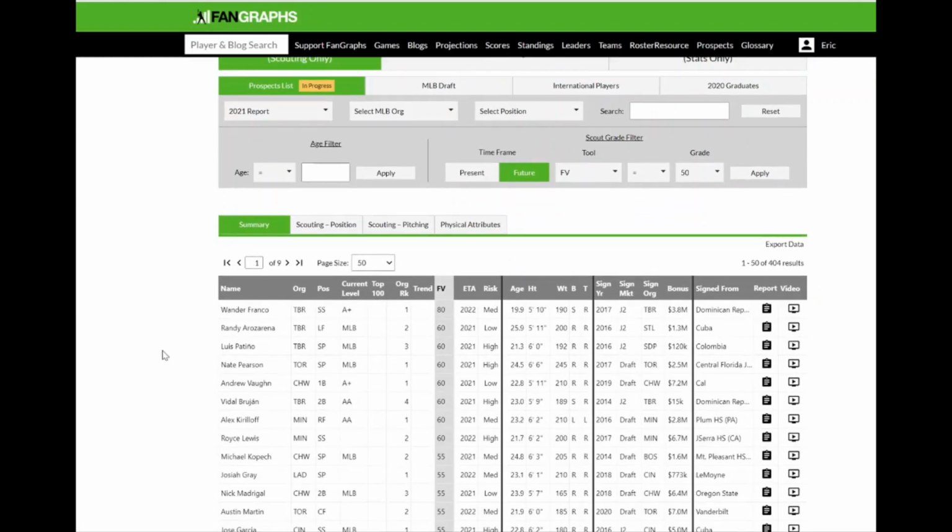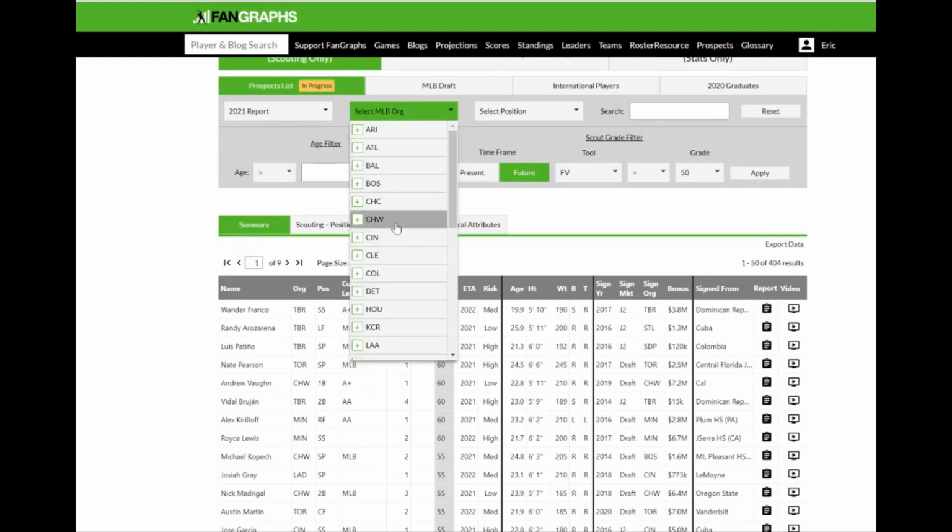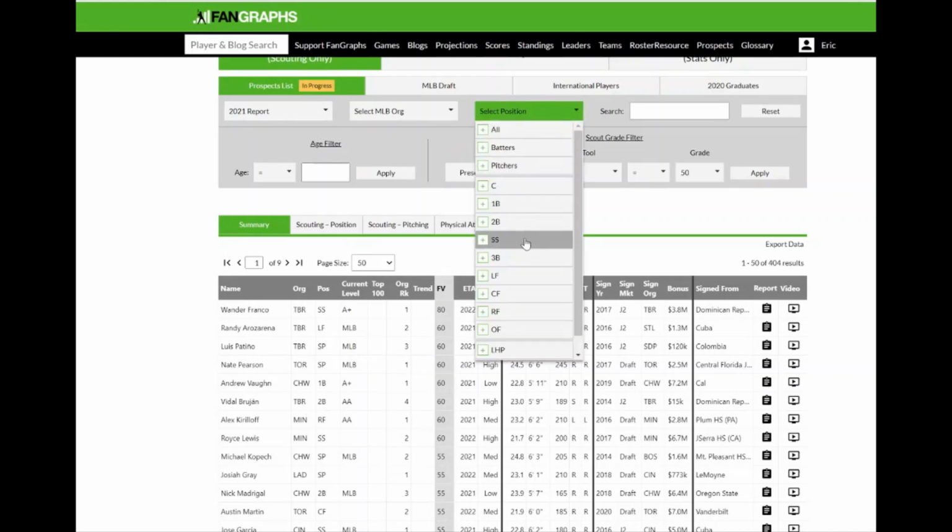As you scroll down, you'll see that there is an overall summary tab, a scouting position tab for the hitters, scouting for pitchers, and then a physical attributes tab, which is pretty new. You can sort through all of this as well. You can sort by org, by position.